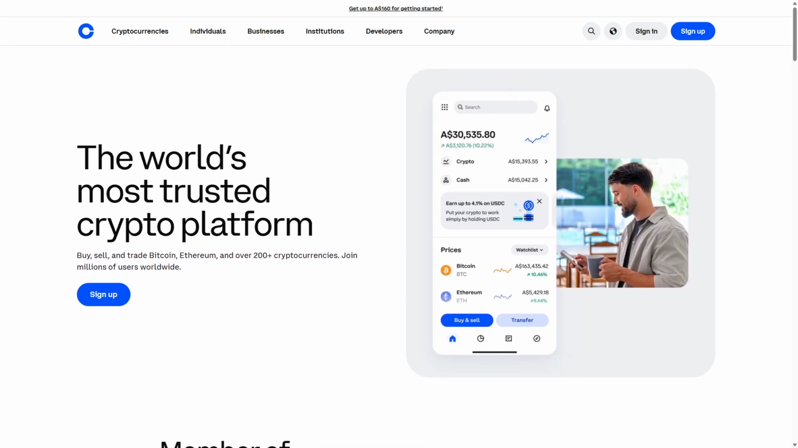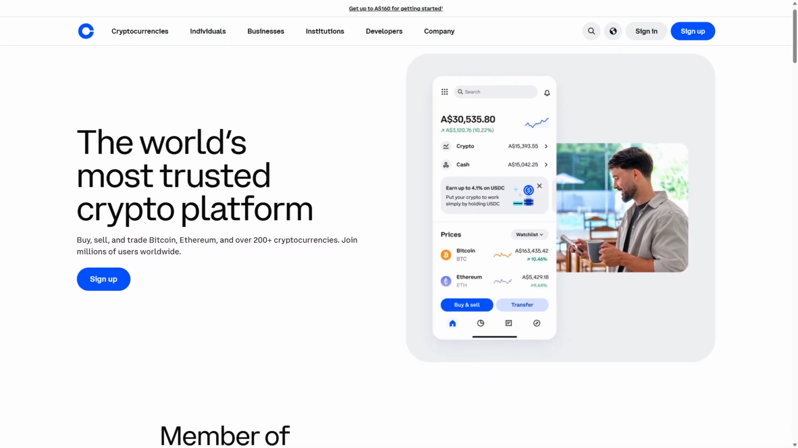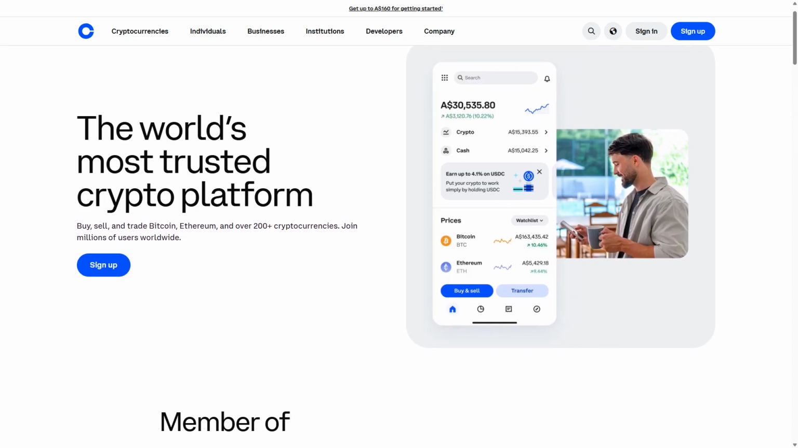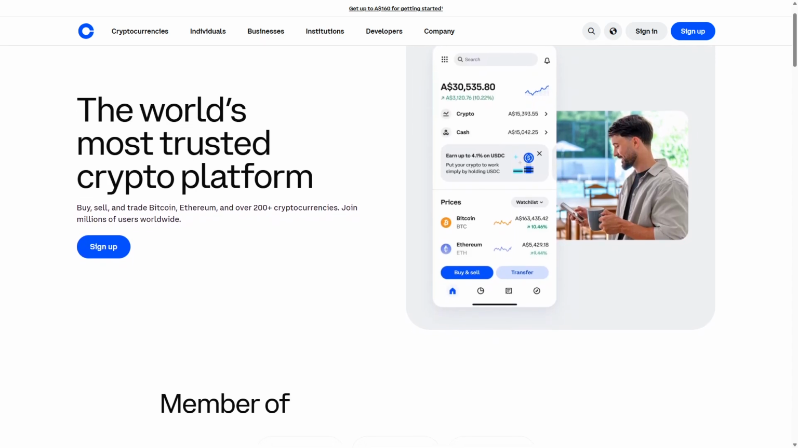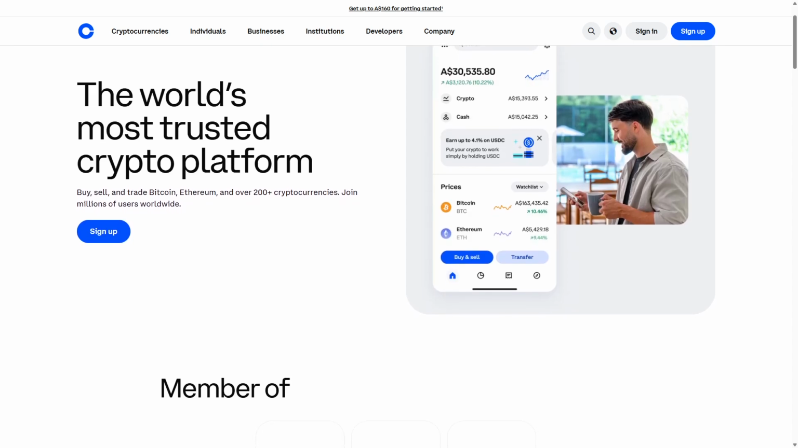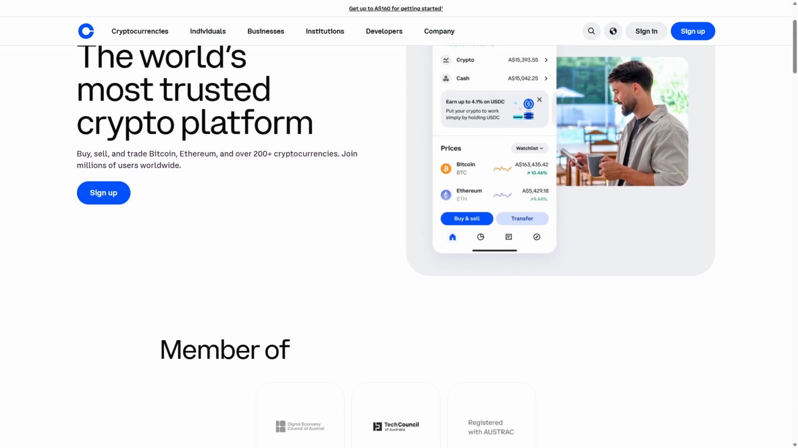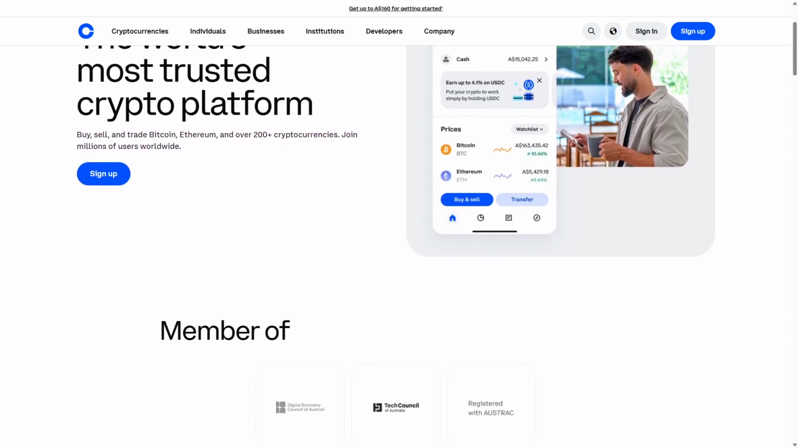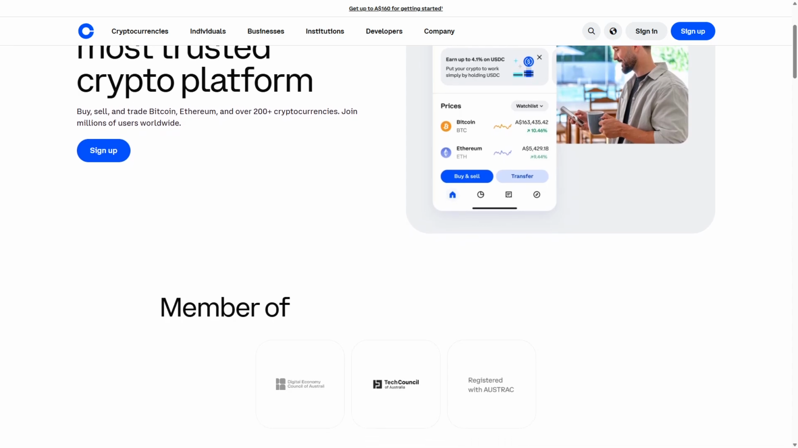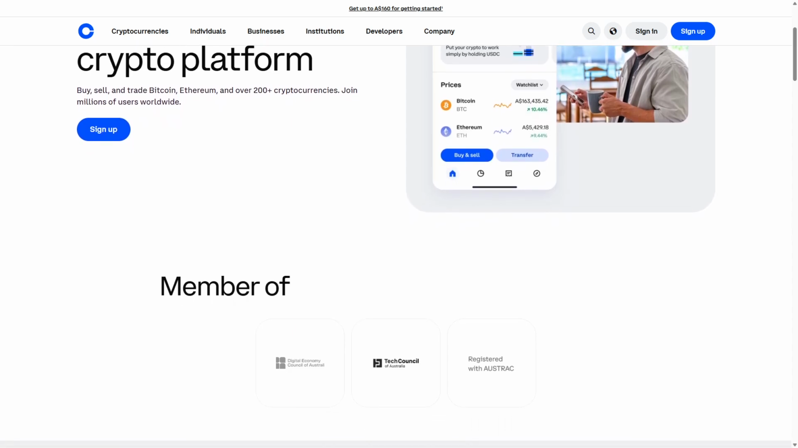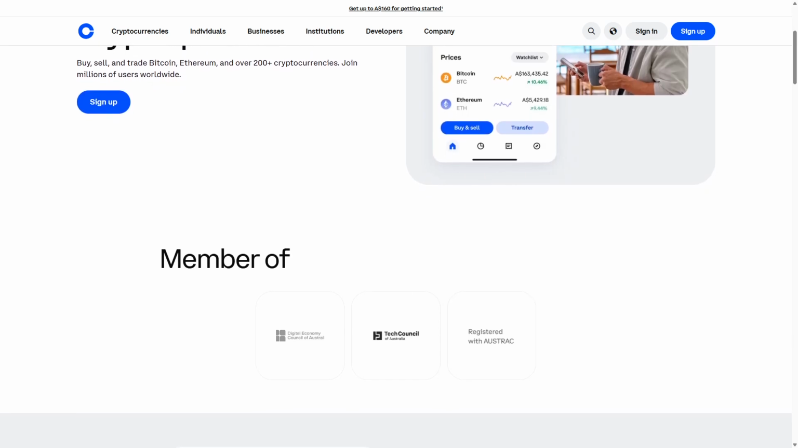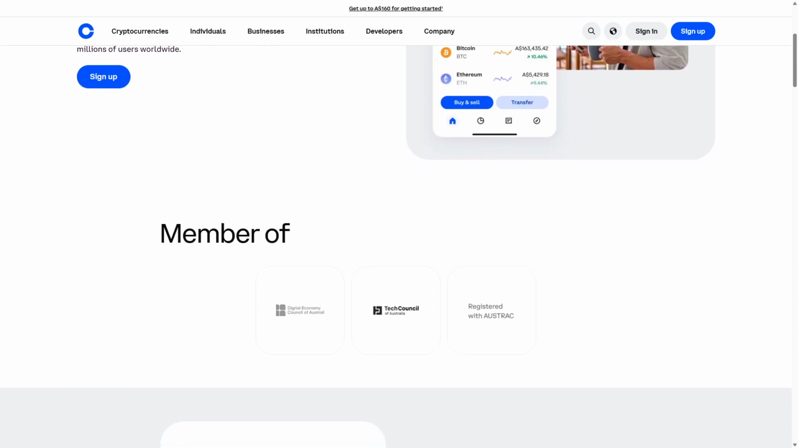Coinbase Advanced is designed for serious traders who want more than just basic buying and selling of cryptocurrencies. It offers a robust set of tools for market analysis, including advanced charting features and multiple order types. The interface feels more tailored for those who understand the complexities of trading, allowing for greater customization and control over your trades. One immediate standout is the depth of trading pairs available.